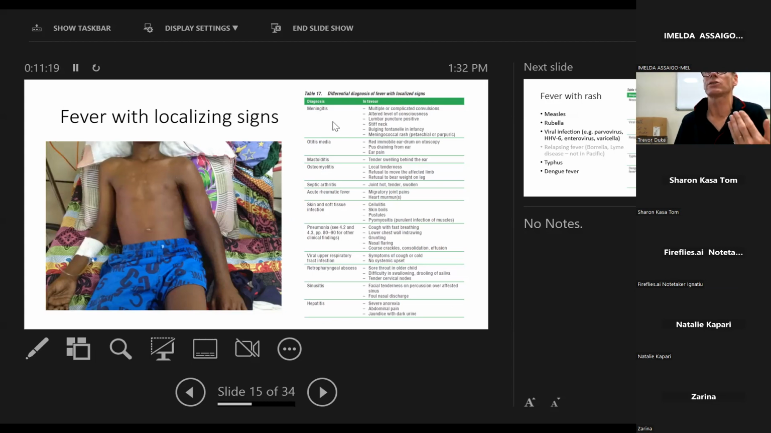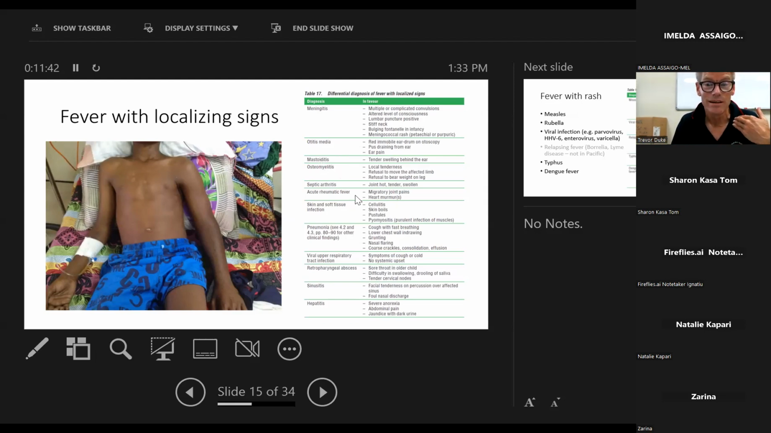Meningitis is a localizing sign, isn't it? We see neck stiffness, or otitis media. In some children, that can be without localizing signs because they're too young. They're just upset and distressed. In older children, we can sometimes see pus from the ear, or they can localize to their ear. Mastoiditis is a localizing sign because they have a swelling, so you can localize it.